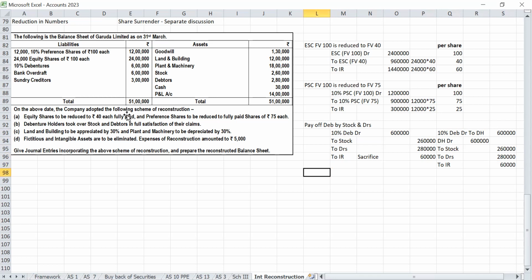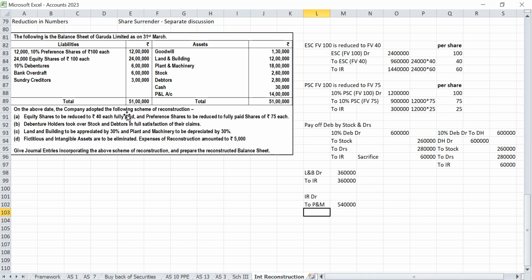Land and building to be appreciated by 30% and plant and machinery to be depreciated by 30%. Land and building, we have to appreciate, increase. Entry will be what? Land and building account debit to internal reconstruction. How much? 12 lakhs into 30%. Then internal reconstruction account debit to plant and machinery, 18 lakhs into 30%, we have to also depreciate.